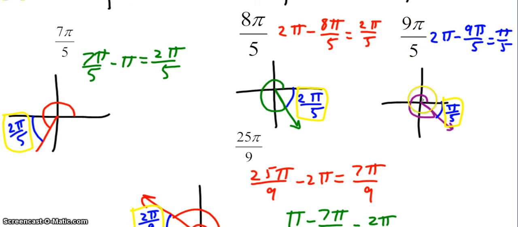9 pi fifths, very similar. So 9 pi fifths is in the fourth quadrant. I have pi fifths left over to get to the x-axis, or 2 pi minus 9 pi fifths is pi fifths.